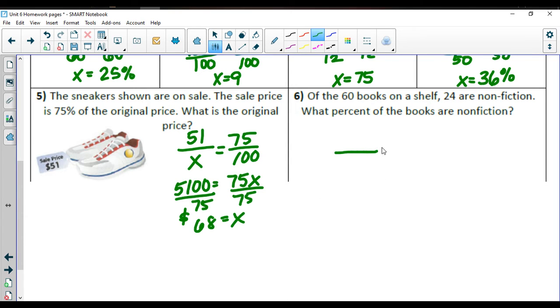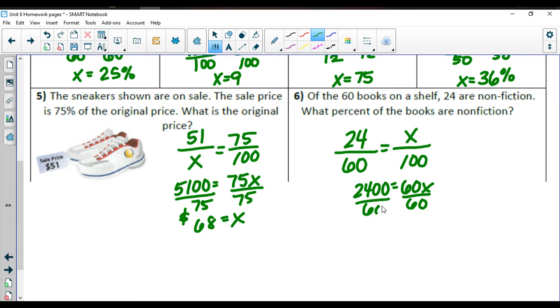Of the 60 books on a shelf, so set up my proportion, of 60, 24 are nonfiction. What percent is this? So we're going to get 2400 equals 60x. Divide through by 60, and we get x equals 40. And it said what percent, so we're going to give that a percent symbol here.